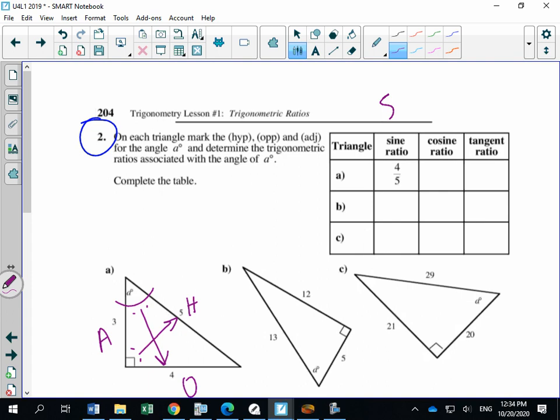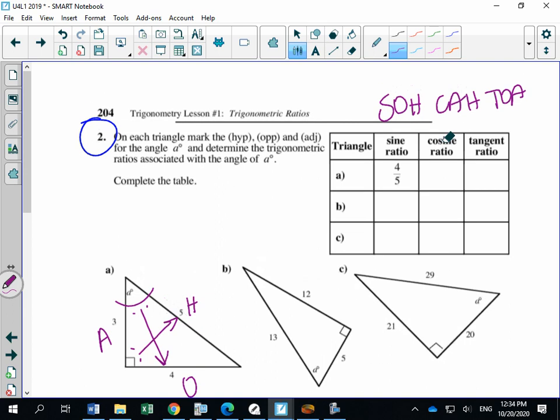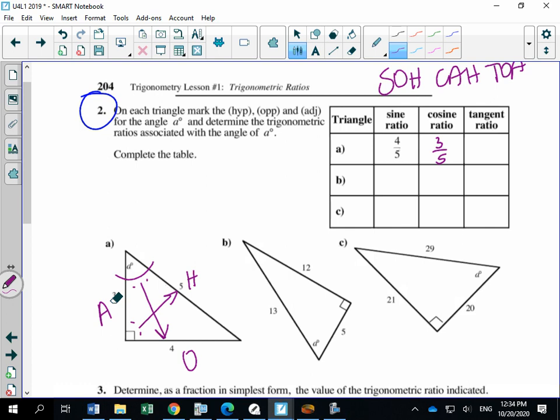Let's write up here SOHCAHTOA. They only want the ratios, which is the fractions. So sine ratio is O over H, and they said it's 4 over 5. So O over H is correct, 4 over 5. The cosine ratio is A over H, so that would be 3 over 5. And the tan ratio is O over A, so that would be 4 over 3. Okay, so I did A, you will do B and C.